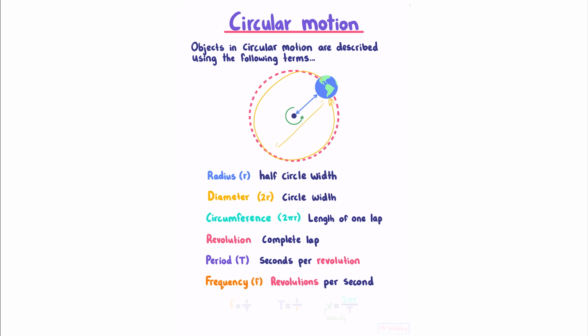As this language suggests, these two are what we call mathematical reciprocals, meaning that frequency is 1 over period and period is 1 over frequency. We can furthermore write the velocity of our object as distance over time, specifically the distance of one lap divided by the time taken to complete one lap.